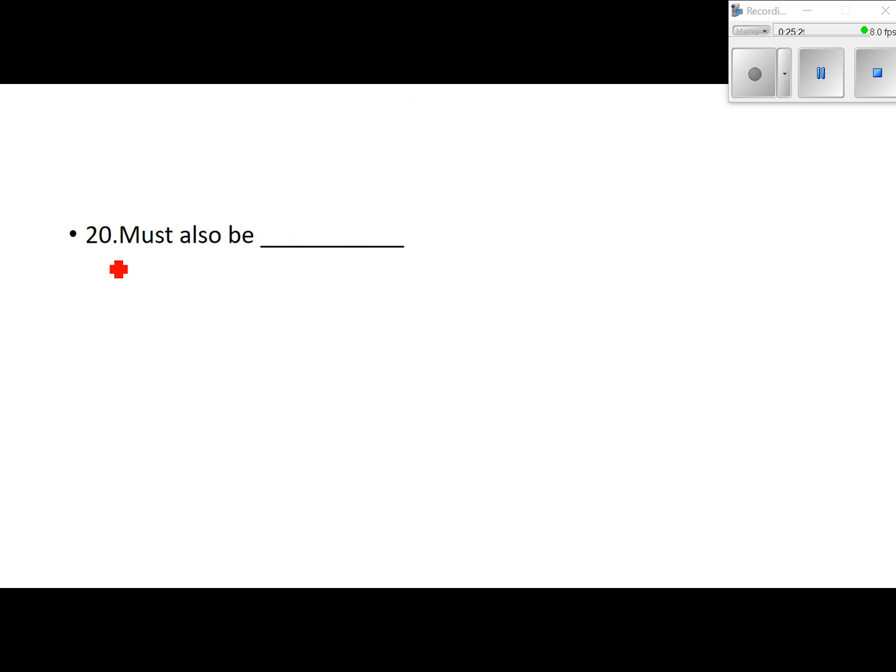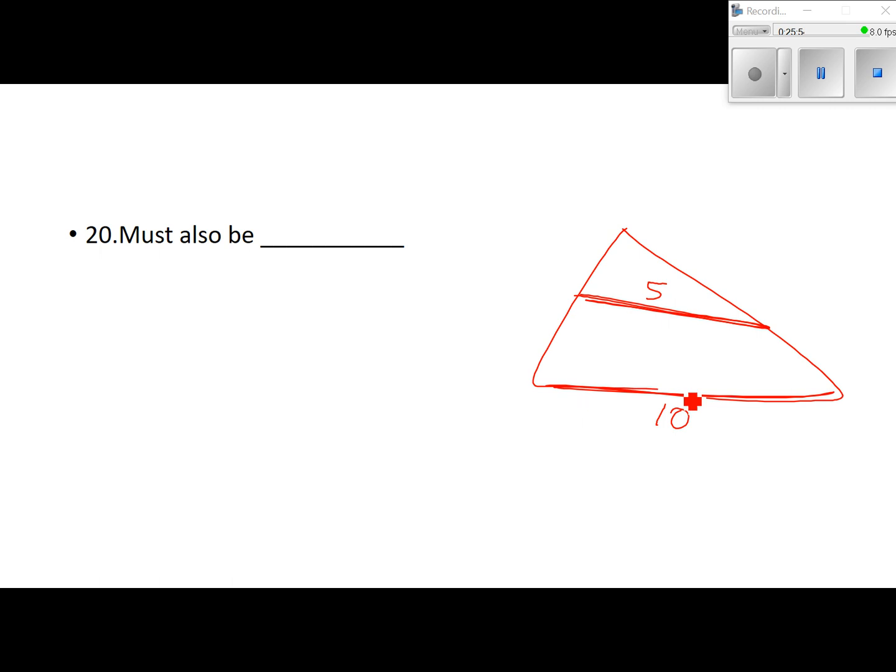Number 20 says describe and correct the error. If we look at that, it says DE is 1/2 of BC, so that has to be a triangle mid-segment. Our triangle looks something like this, and we've got this going across here, and it says this is 5, this is 10, and it's true that this is half as long as this.